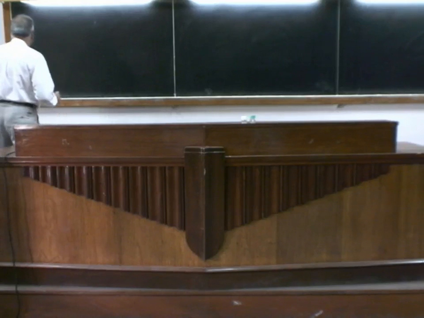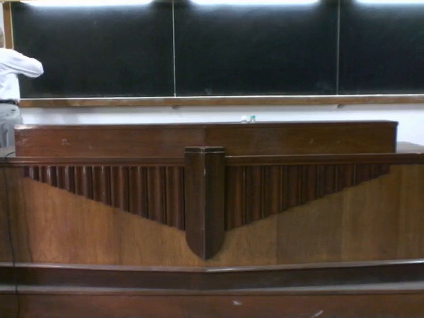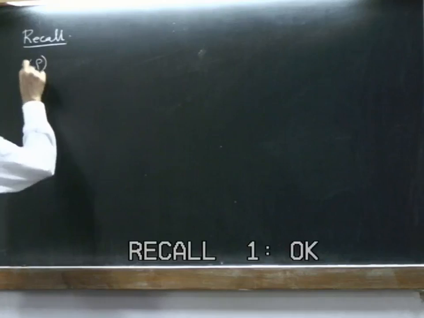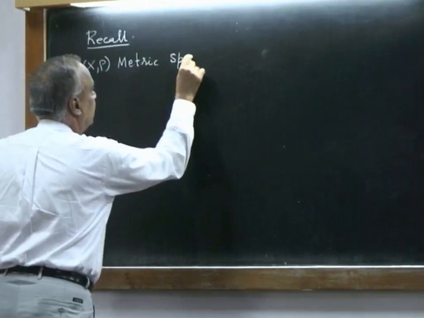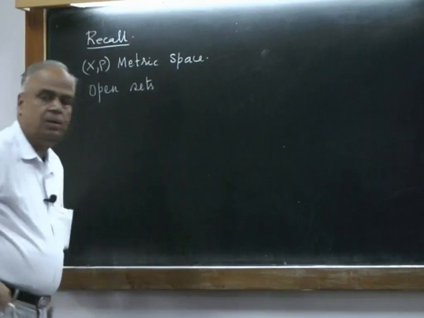Let me try to get into this business of compactness today, a fundamental thing. So let's recall the various things that we have had so far. First, given any metric space, we have many concepts now. One is the notion of open sets, which is the basic building block of the so-called topological ideas.